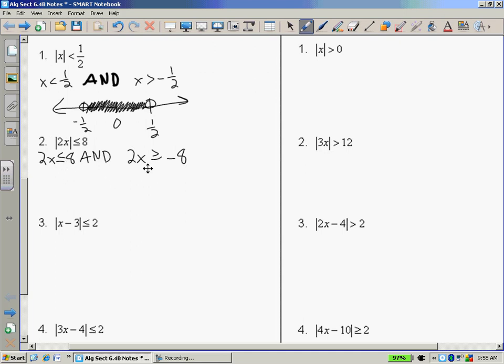And we need to go ahead and solve both of these. So I'm going to divide through by 2. X is less than or equal to 4. And divide through by 2. X is greater than or equal to negative 4. So now we need to graph this.